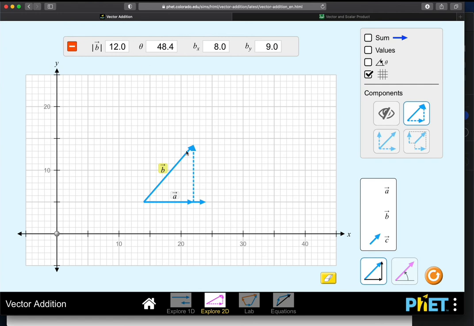If I increase the angle, I make the cross product bigger because I'm making the y component bigger. But if I drag this down some, now I've made B's x component larger. So the angle really impacts which of the two components are going to be bigger. Okay, so that's not a bad introduction to dot product and cross product.